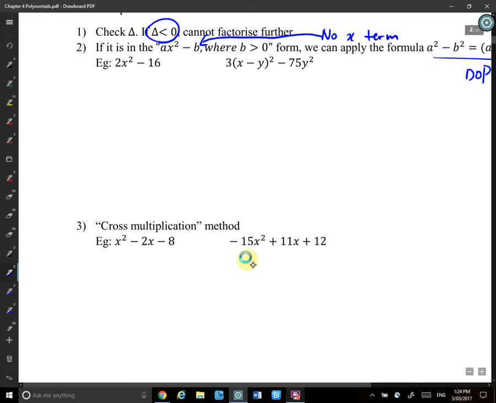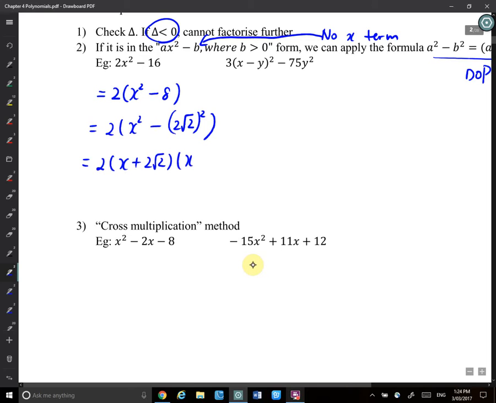So we have 2x squared minus 16. I can take a common factor 2 first, and we get x squared minus 8. We must write 8 in the square form, so it's 2 root 2 squared. Then I have 2 times x plus 2 root 2 times x minus 2 root 2.